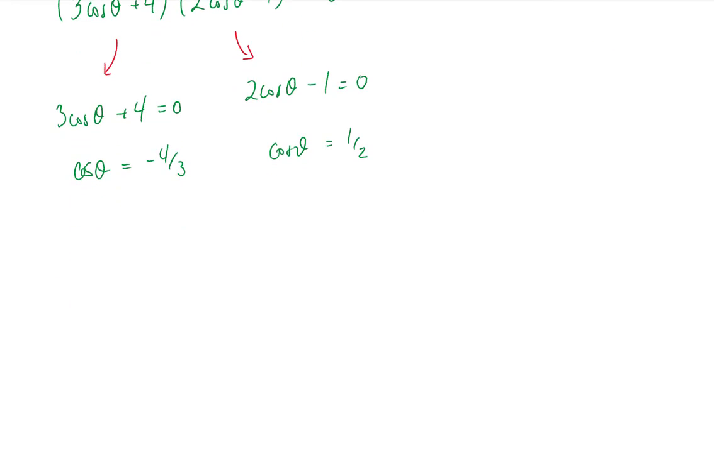So let's start with cosine theta equals negative 4/3. If we go through our regular steps and try to find the related acute angle, cos inverse of positive 4/3, you see this will not work. Why won't it work? Remember that the range for cosine is from -1 to 1, and 4/3 is greater than 1.